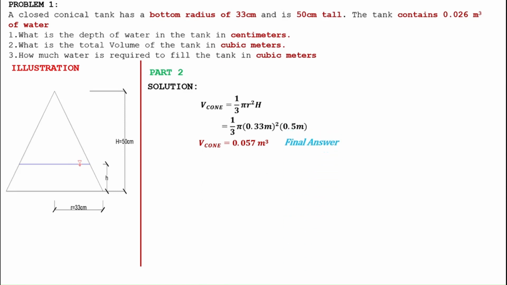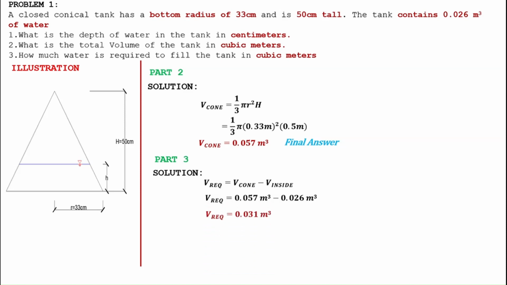For our solution to the third part of the problem, the required volume to fill the tank in cubic meters is just equal to the total volume of the cone minus the volume of water already placed in the cone. That is, volume required is equal to volume of cone minus volume inside. Substituting values, volume required is equal to 0.057 cubic meters minus 0.026 cubic meters, or volume required to fill the tank is equal to 0.031 cubic meters.